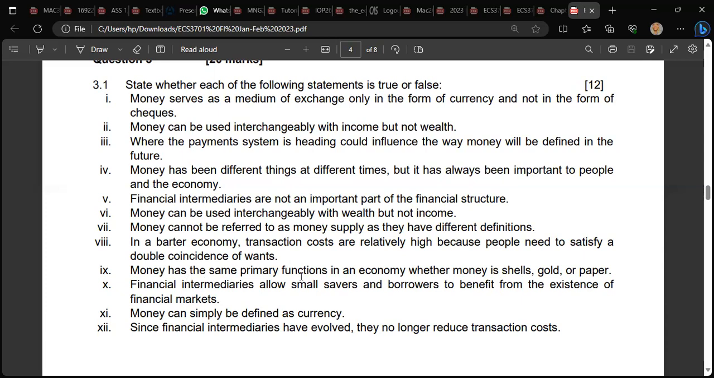Money has the same primary functions in an economy, whether it's shells, gold, or paper. Do we agree on that? Yes, I agree. Yes, I agree as well. Money is money, right?